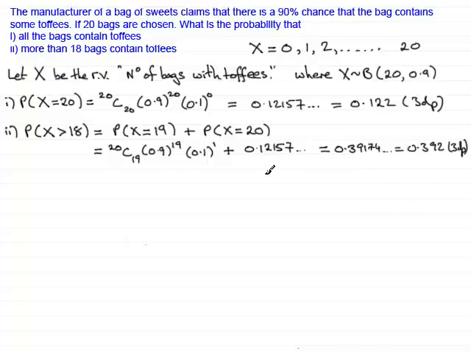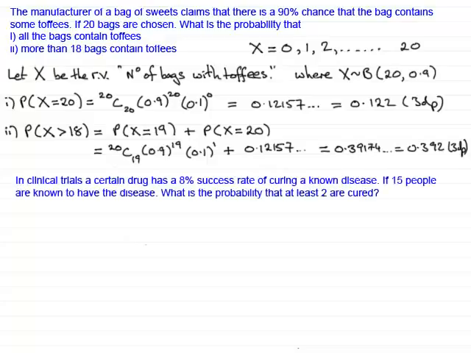Okay, let's have a look at another question. Now in this question, in clinical trials, a certain drug has an 8% success rate of curing a known disease. And if 15 people are known to have the disease, what is the probability that at least 2 are cured?